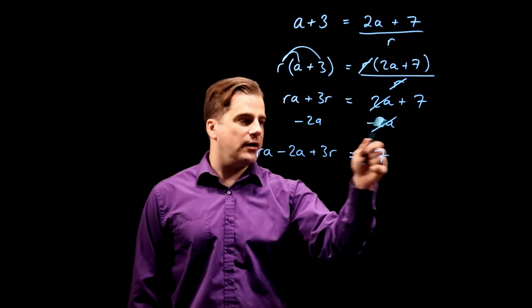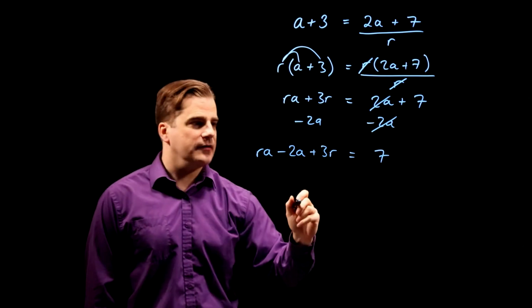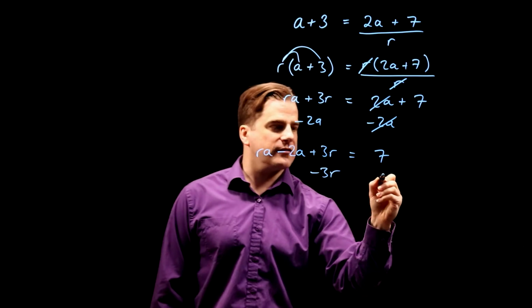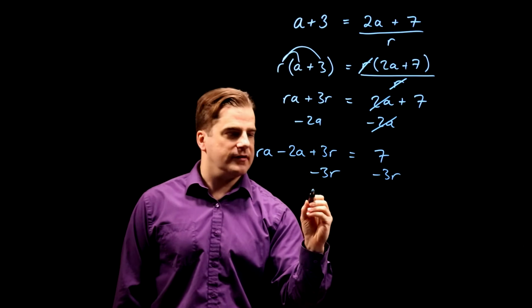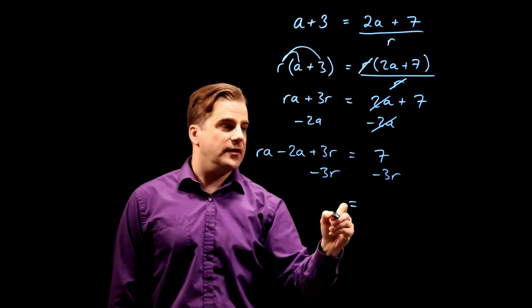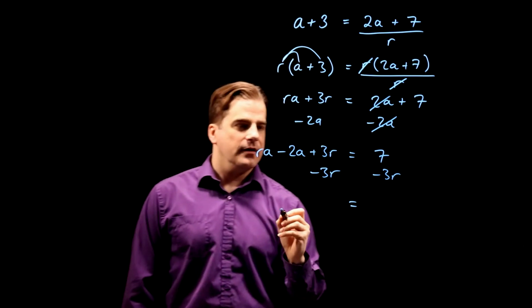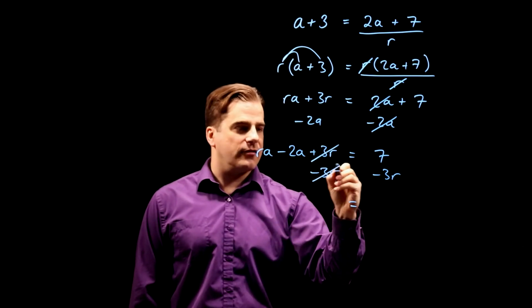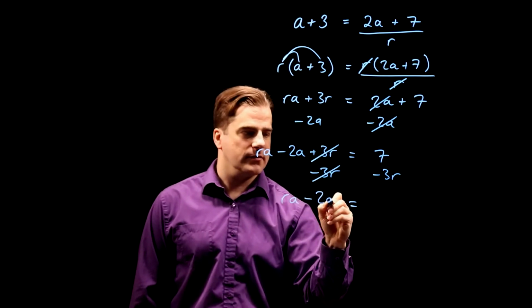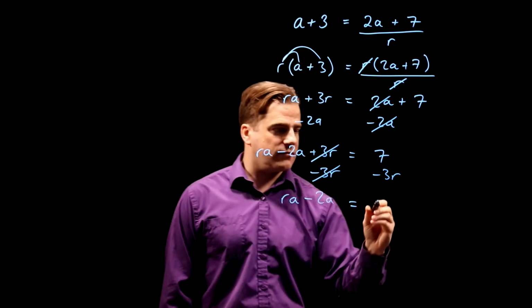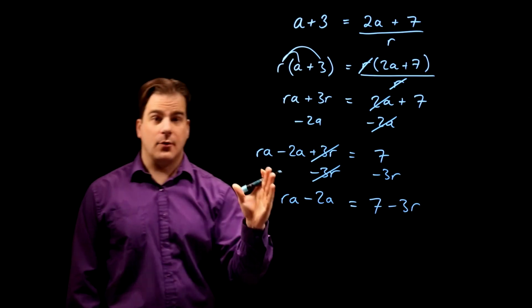Okay, let's take the 3r over here, because we want all the a's on one side and everything else on the other. So we subtract 3r from both sides. Okay, and we get, write the equals in a nice neat column underneath each other. That always helps. So we've got plus 3r minus 3r, they've gone. We're just left with ra minus 2a. And here we've just got 7 minus 3r. Okay? And now we're ready to factorize.